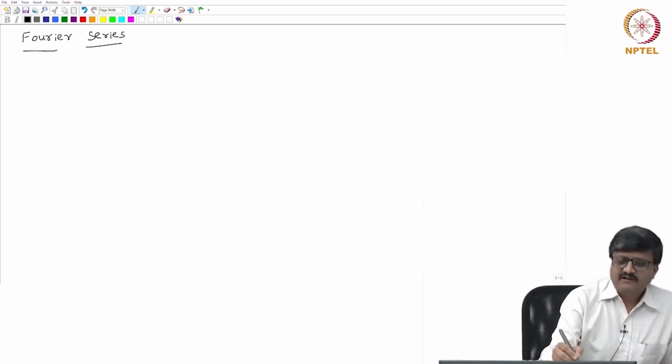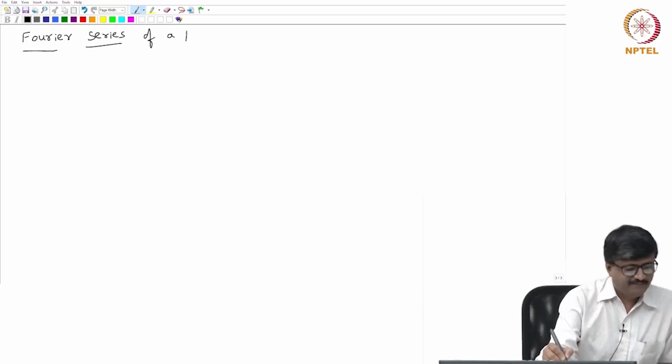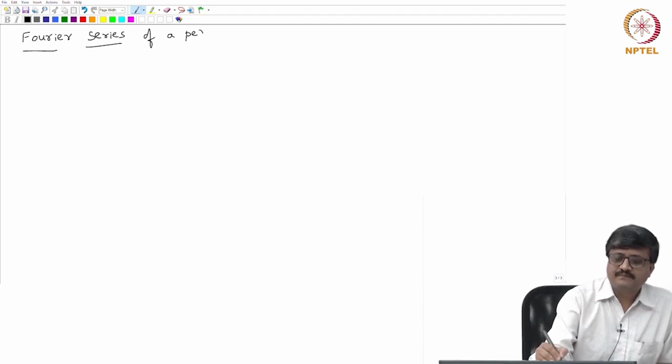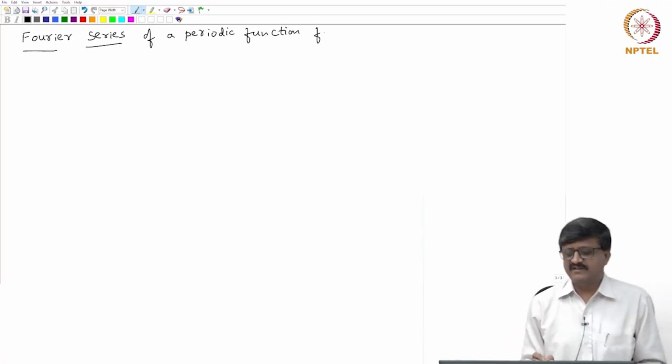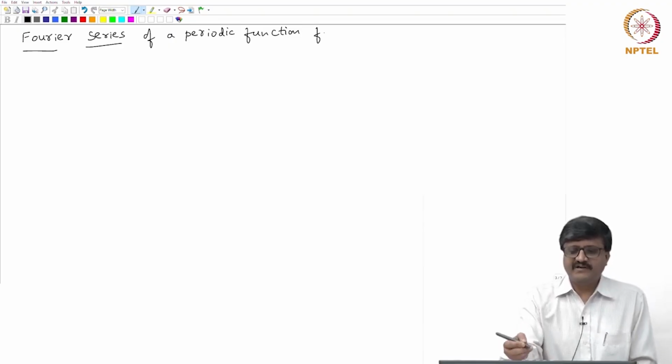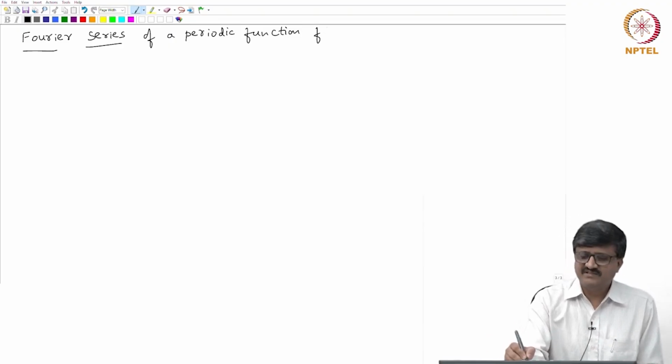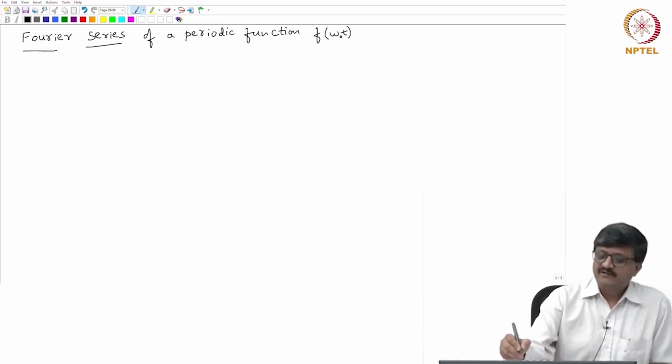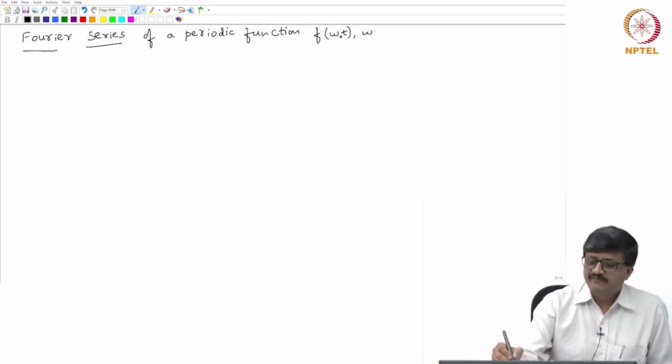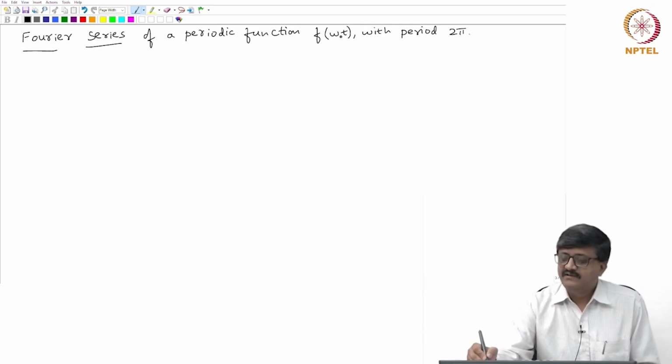Okay. So, I will consider Fourier series of a periodic function. I will not explicitly state what is that quantity I am considering, voltage or current. I will just use the general function f, which is a function of omega ot, of a periodic function with period 2 pi in radian.